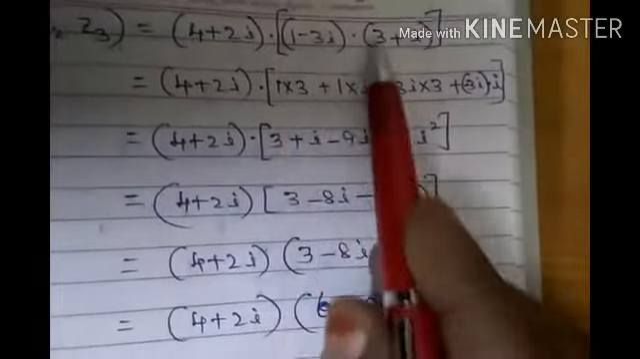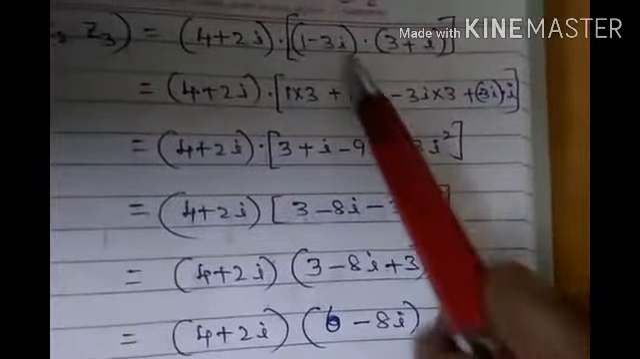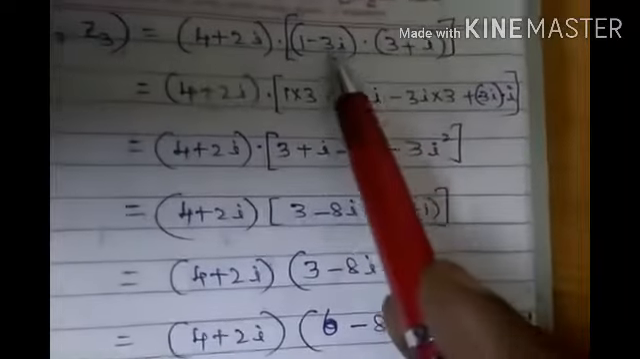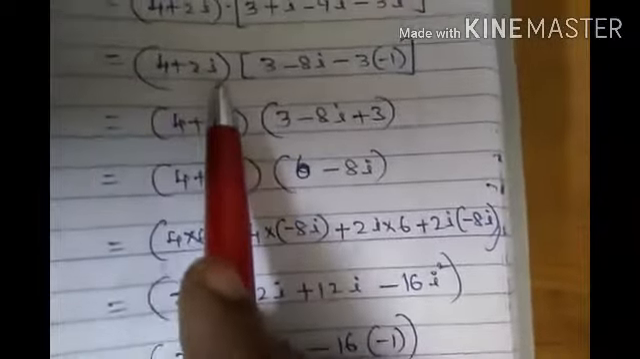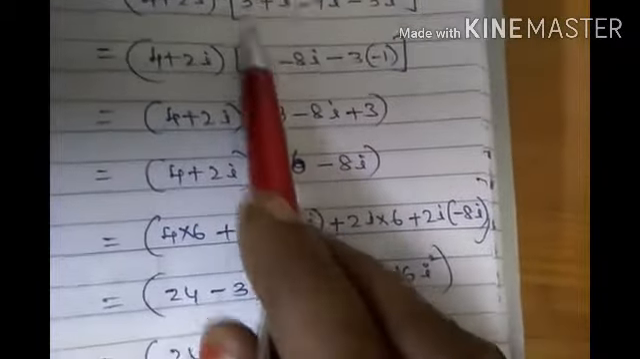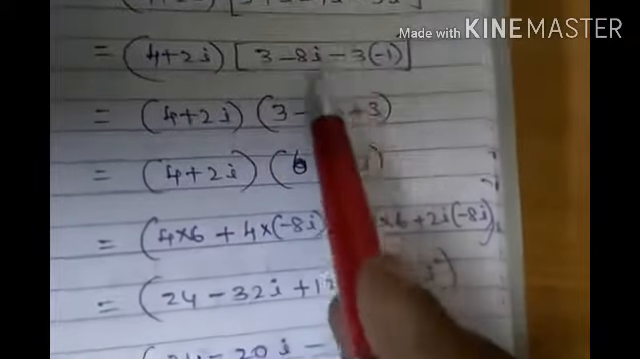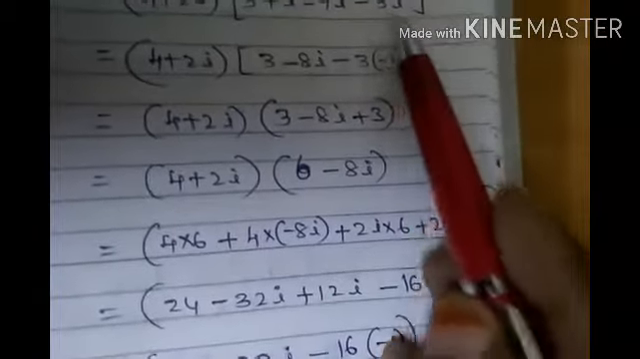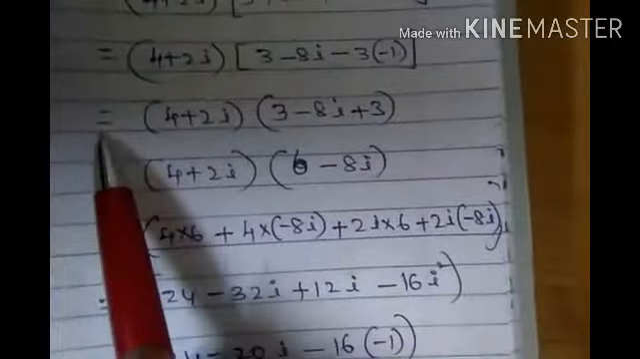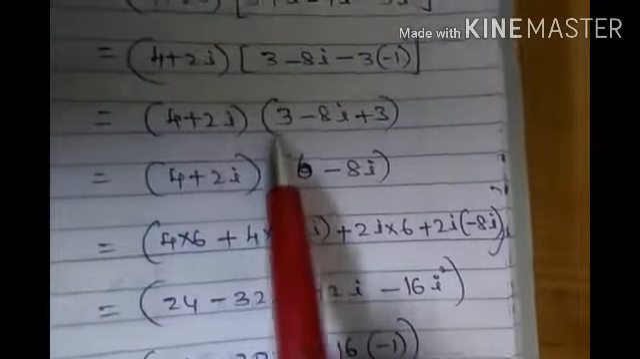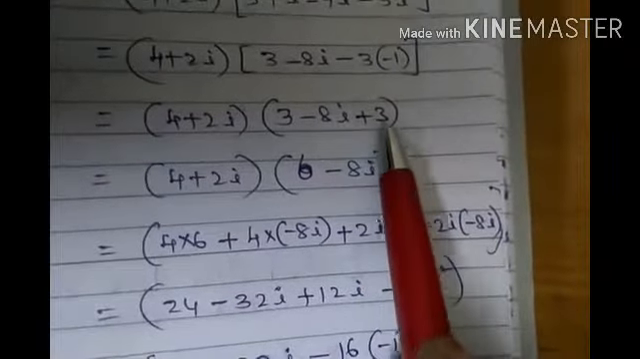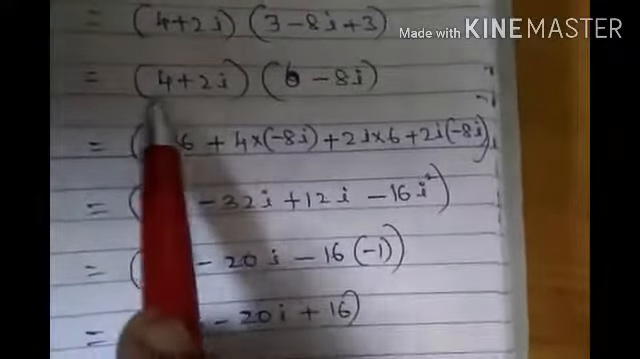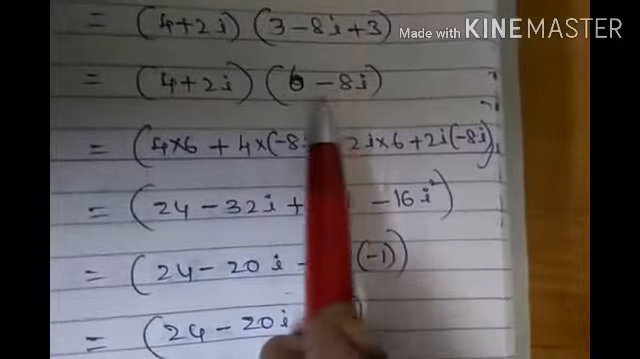1 into 3 gives 3, 1 into i gives i, minus 3i into 3 gives minus 9i, minus 3i into i gives minus 3i square, which is equal to (4 plus 2i) into [3, i minus 9i gives minus 8i, minus 3 into minus 1]. That is equal to (4 plus 2i) into [3 minus 8i, minus of minus plus 3], which is equal to (4 plus 2i) into (6 minus 8i).